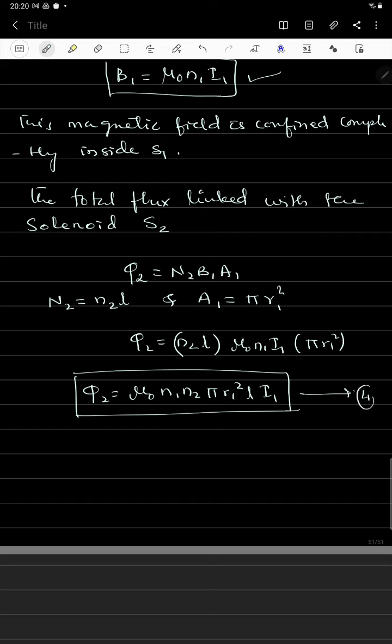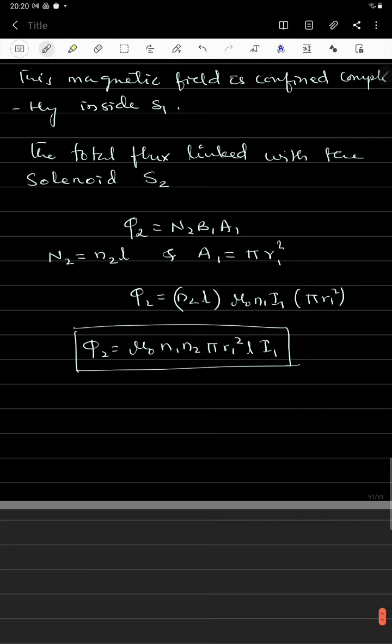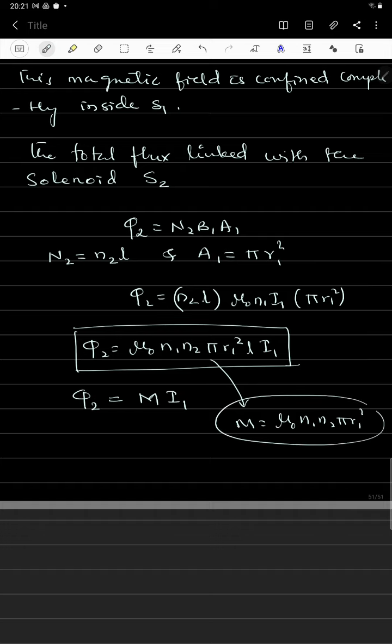This is equation 4 we will write. We didn't write any other equations, so let it be. And now we'll write this: phi 2 equals M into I1. Whatever this term is, M equals mu naught into n1 into n2 into pi into r1 square. So this is the expression of that mutual inductance.